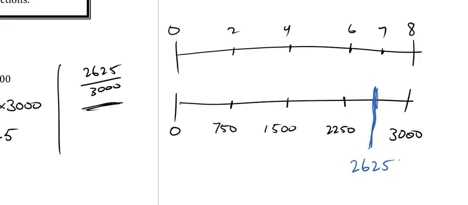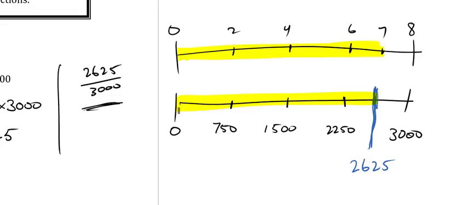2625 is 7/8 of 3,000. Sorry, 7/8, I had 5 on my brain. That's 7/8. So shouldn't it be exactly the same? 7/8, like that's what a fraction is. You cut it equally into 8 parts and you have 7 of them.